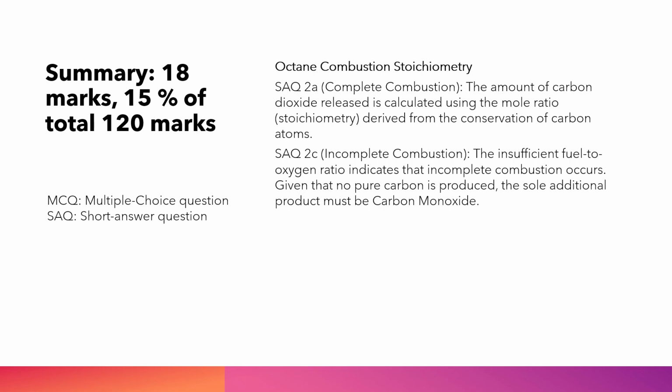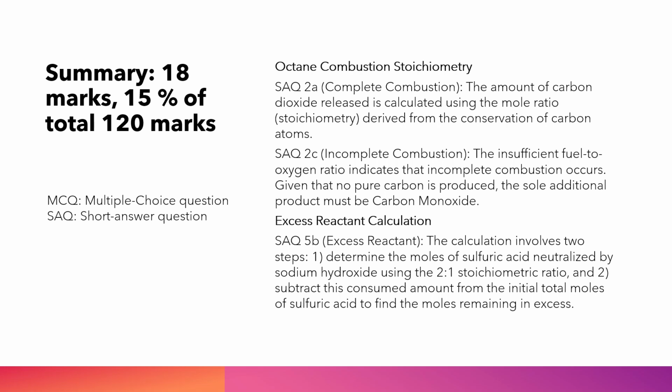SAQ 2c. Incomplete combustion. The insufficient fuel to oxygen ratio indicates that incomplete combustion occurs. Given that no pure carbon is produced, the sole additional product must be carbon monoxide. Excess reactant calculation. SAQ 5b. The calculation involves 2 steps. 1. Determine the moles of sulfuric acid neutralized by sodium hydroxide using the 2:1 stoichiometric ratio. And 2. Subtract this consumed amount from the initial total moles of sulfuric acid to find the moles remaining in excess.